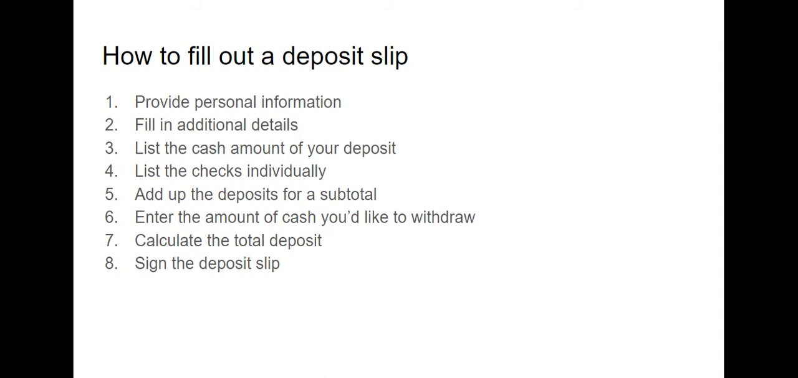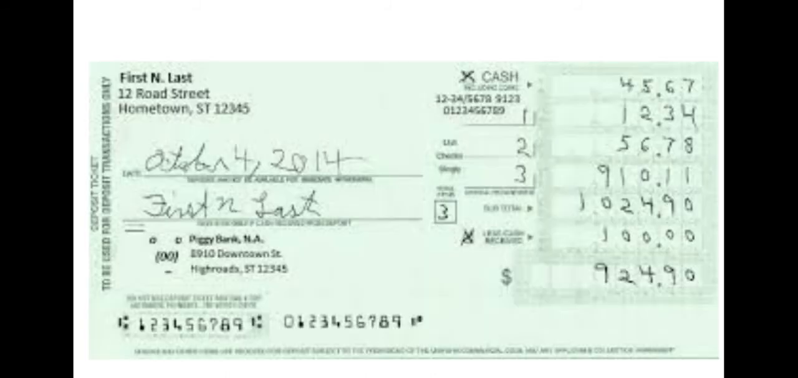A question that might arise is, what if I have more checks than they have space for? Sometimes on the back of the deposit slip, they'll give you room, and you can just bring that amount over and fill it in. Then you're going to add up the deposits, all your checks and your cash, for your subtotal. If you get cash back or you're going to withdraw any money, you put that in the less cash part and you calculate the total deposit. And then, if necessary, you'd sign your deposit. If you're getting cash back, they're going to make you sign your deposit because that gives them records.